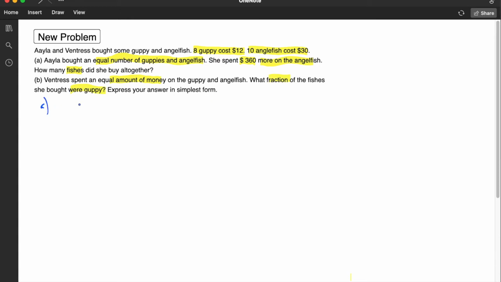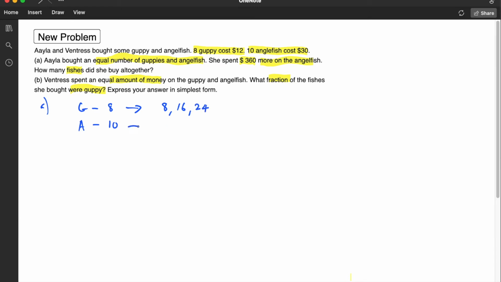For part A, what we need to do is to find the multiples of these two numbers, 8 and 10. 8 for the guppies and 10 for the angelfish. So how do we find the multiples of a number? Quite simple. Just multiply them by 1, 2, 3, 4 and so on, just like the multiplication table. So 8 times 1 will be 8, 2 times 8 will be 16, 3 times 8 is 24.